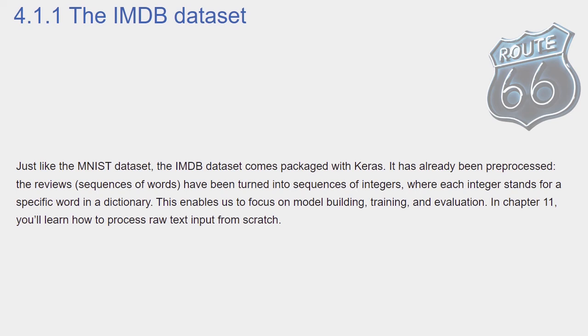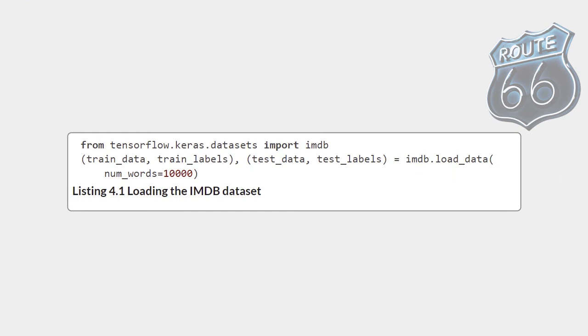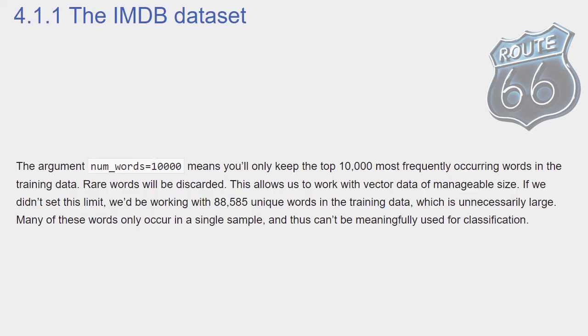In Chapter 11, you'll learn how to process raw text input from scratch. The following code will load the dataset. When you run it the first time, about 80 megabytes of data will be downloaded to your machine. The argument num_words equals 10,000 means you'll only keep the top 10,000 most frequently occurring words in the training data. Rare words will be discarded. This allows us to work with vector data of manageable size. If we didn't set this limit, we'd be working with 88,585 unique words in the training data, which is unnecessarily large.